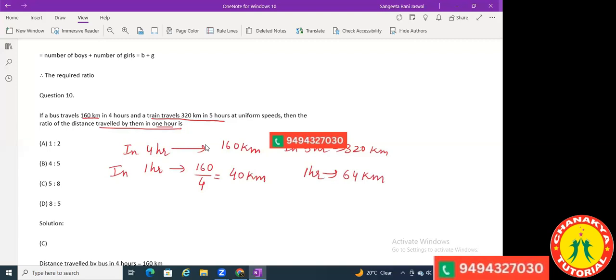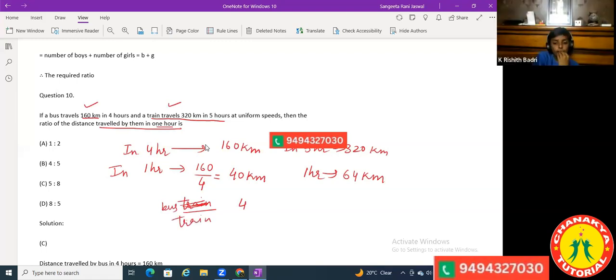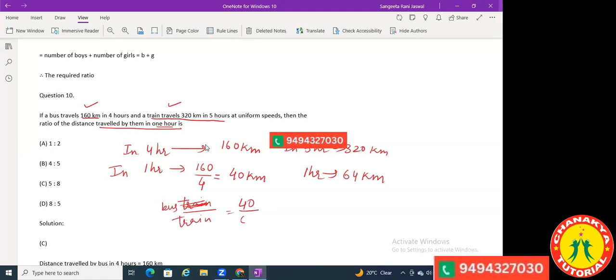Now it is asking the ratio of the distance traveled by them. So first was the bus, and the second one is the train. So in the numerator you will write for the bus first, and then you will write for the train. Ma'am, 40 by 64. Yes, 40 by 64.